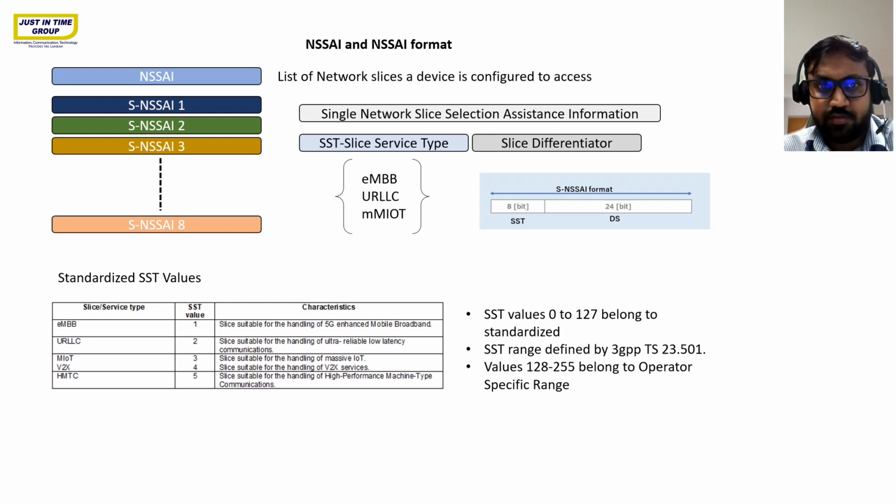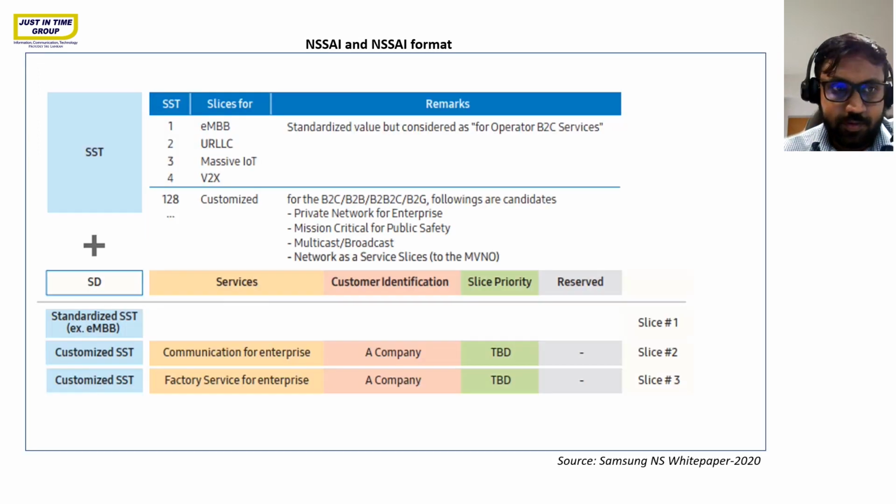So this is sort of an elaborated view of how that field looks. You have slice service type, and then you can have 3GPP defined slices up to 127, and the first 5 slices are already defined. And on the other side, slice differentiator can be customized based on your requirement.